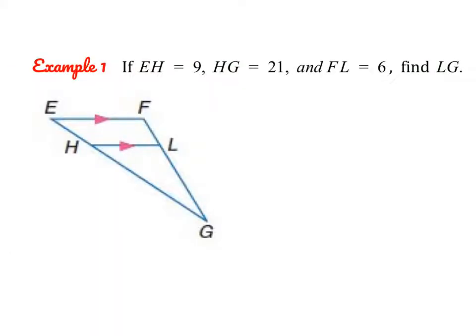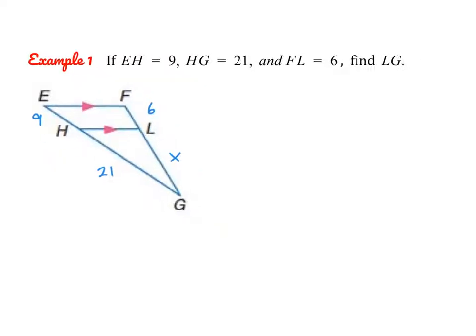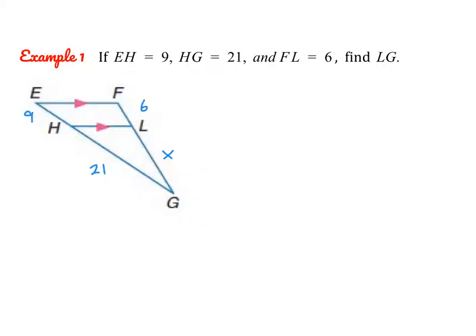First, I'm going to label our figure. So we have EH is 9, HG is 21, FL is 6, and LG is what we're asked to find, so I'm going to call it X. There are a number of different ways we could go about solving this. We could say 9 over 6, so I can do left over right, equals 21 over X. We could say 9 over 21, so small portion over big portion, equals 6 over X, and I could even flip either one of those upside down.